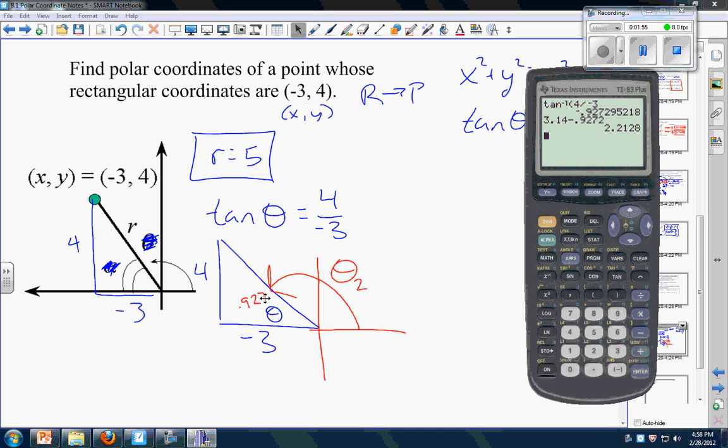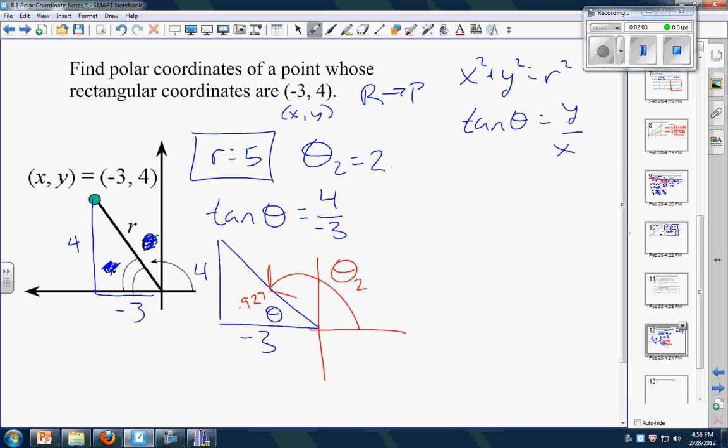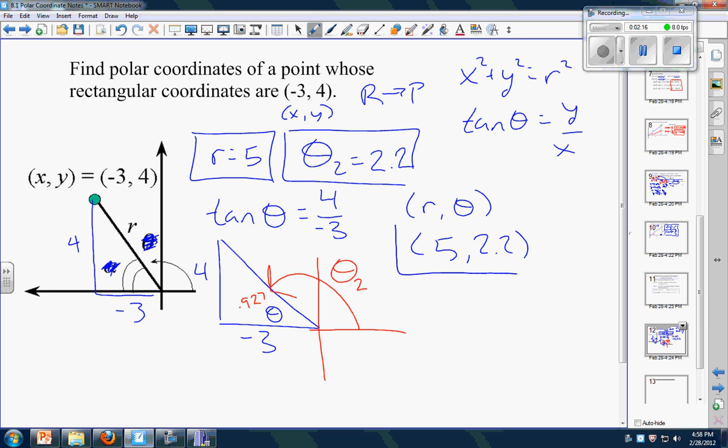So once we know now that this theta 2 is 2.2, here was our rectangular xy. We know anything in polar is just r comma theta. So we just say 5 comma 2.2. That's how I want you to write your answer. Okay. So if I looked at that, I'd say, well, clearly it's got to be in quadrant 2 because this is 3.14 radians. It's got a radius of 5, so it should match up with that.